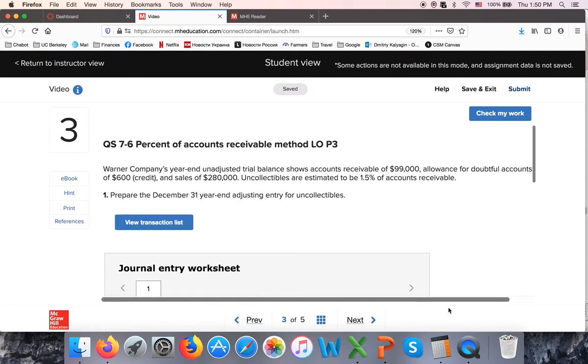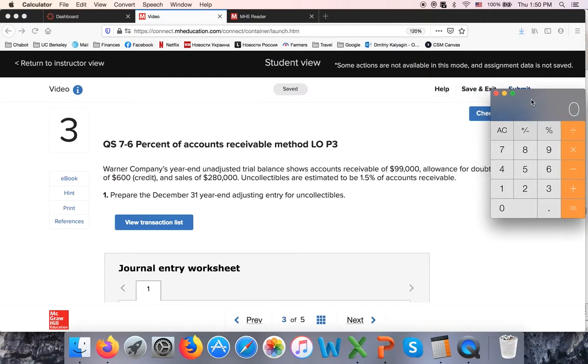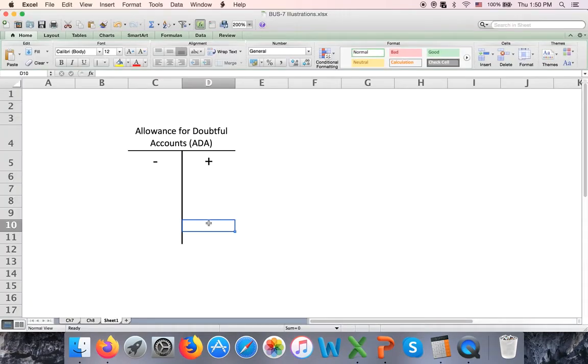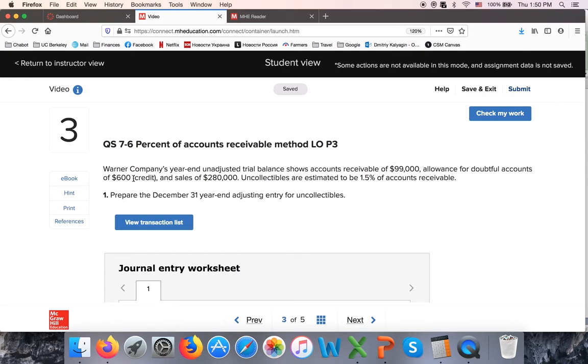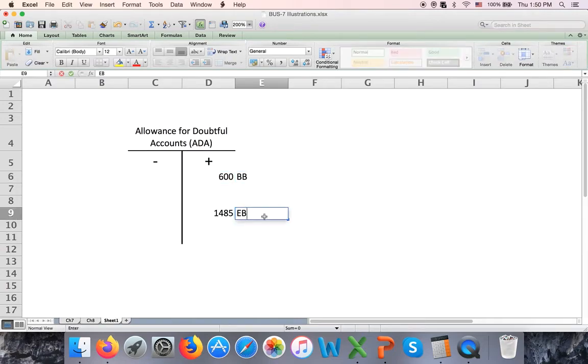Now let's figure out the amount, right? Percent of receivables. My receivables are $99,000, and I'm going to multiply it by 1.5% or 0.015. Okay, 1,485. Let me show you the T account. So I want this balance to be 1,485. But I need to take into consideration what the beginning balance of ADA is, and it's $600 credit. So this is the beginning balance, and this is the ending balance I want to have.